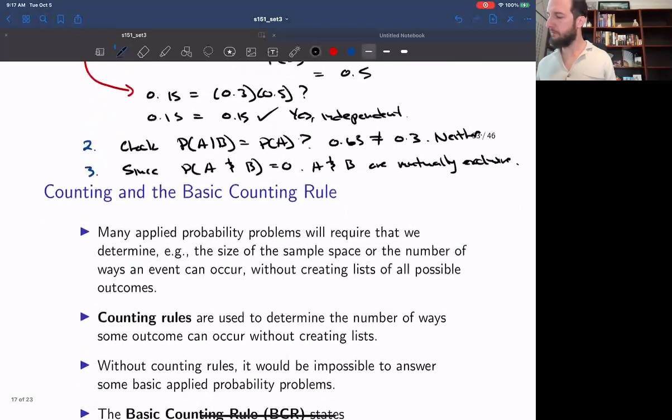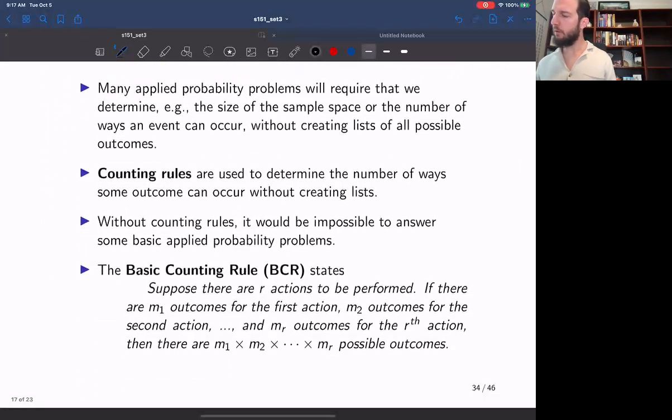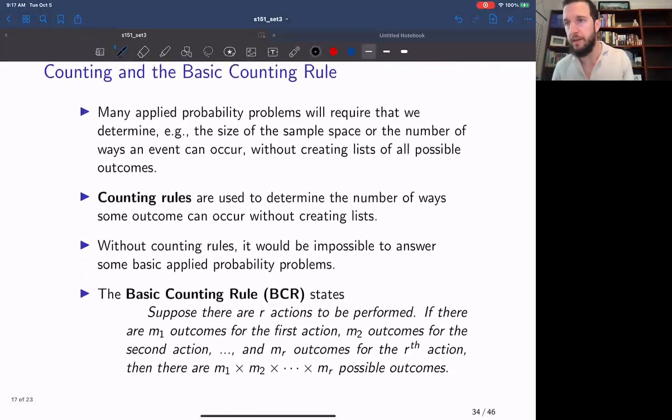All right, so we still have a few minutes left. I want to go through an illustration of the basic counting rule before we finish today, and then we can finish counting rules Thursday and hopefully take a big chunk out of lecture set 4 on Thursday as well. Okay, so the last part of lecture set 3 is on counting.